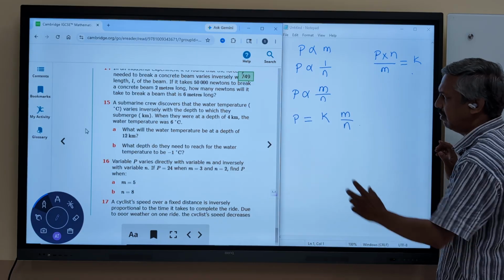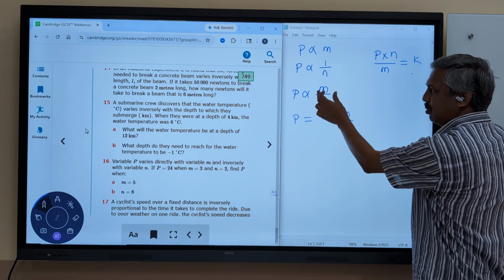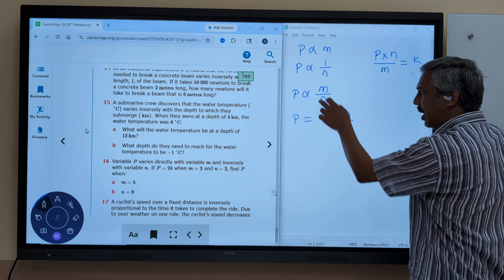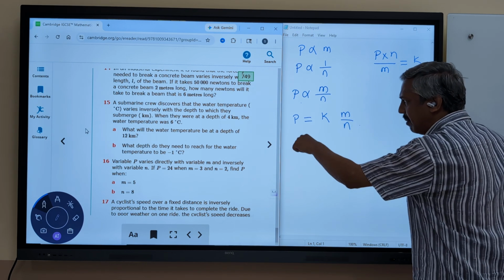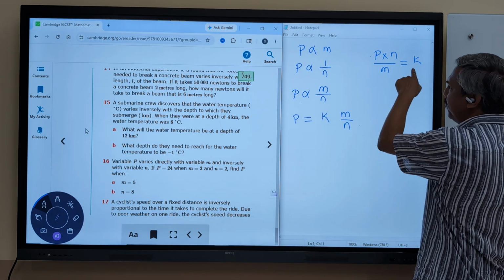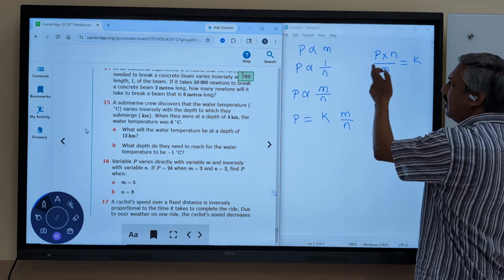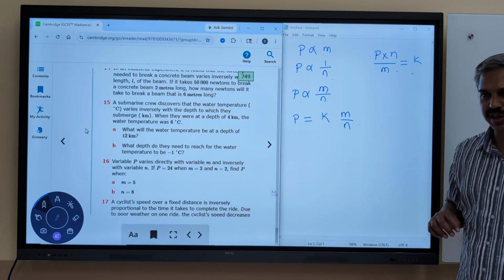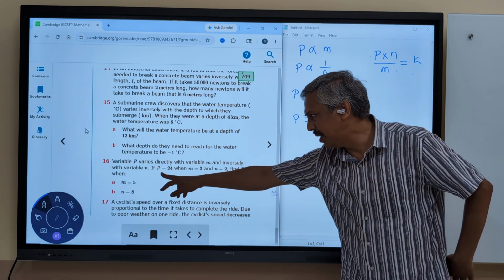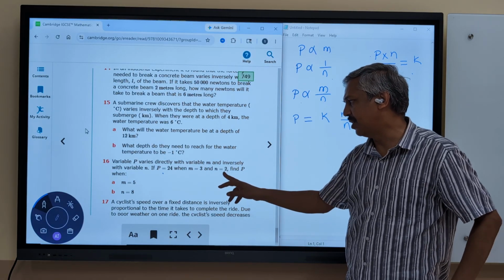These two are the same. You can check this. P is proportional to m by n, so P is equal to k m by n. And then n can be multiplied here, n will be coming as division, and you get this as well. So you can jump from here to here directly, or write this and get this. Both are absolutely same.